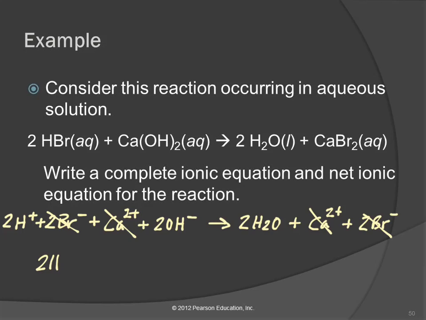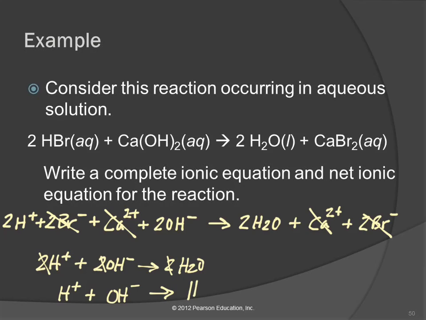So we get 2H plus 2OH minus forming 2H2O. Now that's balanced, right? Could we make it simpler? What if we divided all the coefficients by 2? Yeah, we could do that, because they're all 2's. So simplest is H plus OH minus, forming H2O. And that's our net ionic equation.